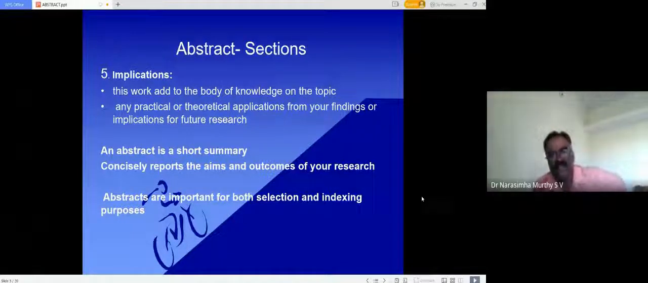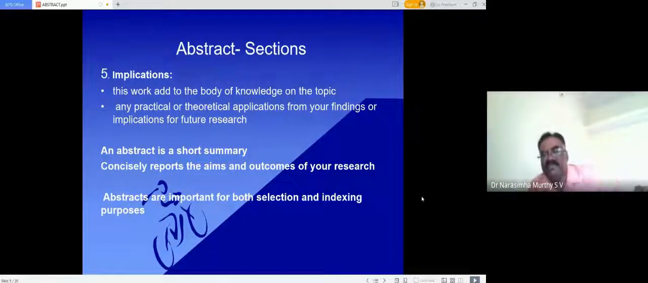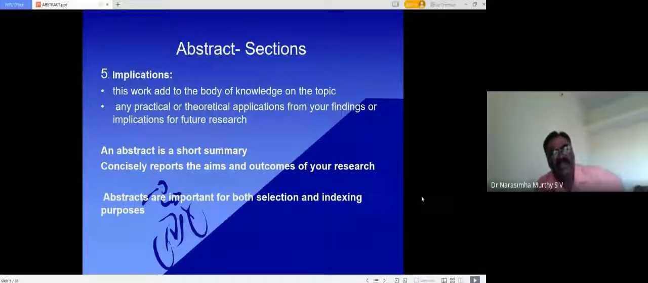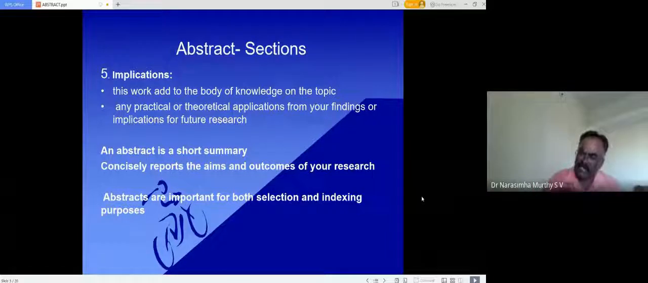Remember, an abstract is a short summary of your complete paper, which reports the aims and outcomes of your research. And abstracts are very important for selection and indexing purposes. Many databases give a lot of information about abstracts. So reading an abstract has become very vital nowadays, because of the search engines that we get in plenty, abundantly.